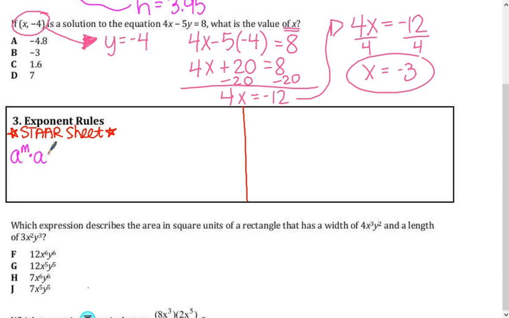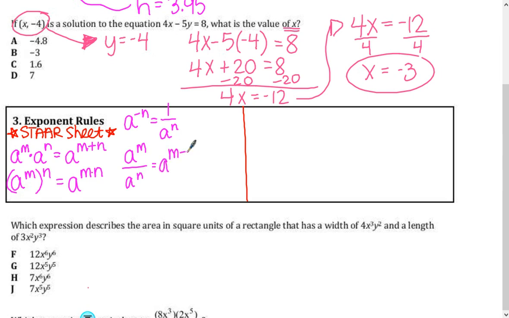a to the m times a to the n equals a to the m plus n. Meaning when I'm multiplying things of the same base, I add their exponents. We have this rule, the power to a power, and it's going to look like that on your STAAR sheet, meaning what we do here is we multiply those two values. Let's see, other ones. You get a to the negative n equals 1 over a to the positive n. So remember, if you get a negative exponent, you just kick it downstairs or upstairs to make it positive. Then we have the quotient rule.